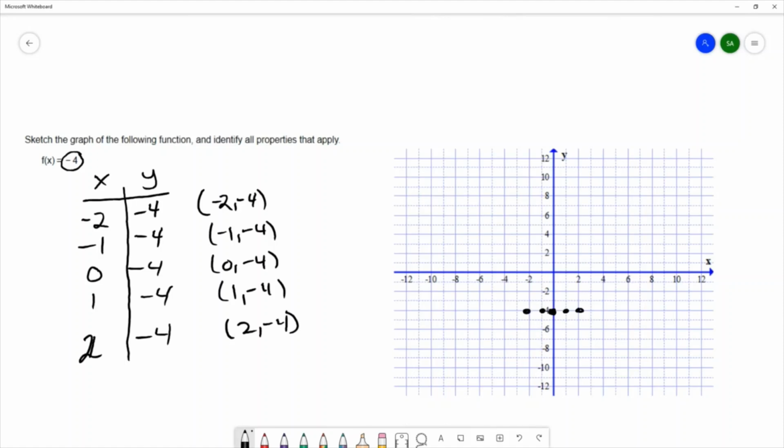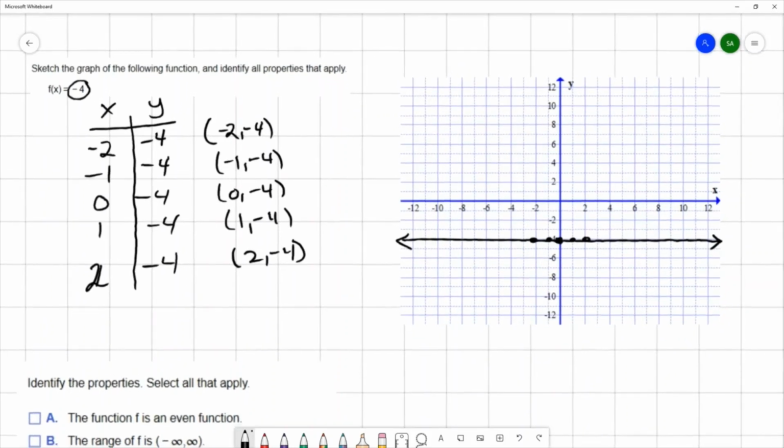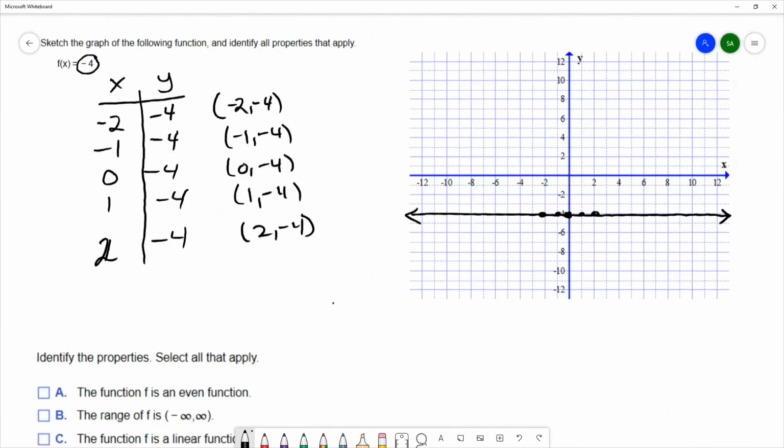And we can see that our graph is a horizontal line. So then let's take a look at each one of these properties. The first property says the function f is an even function. So an even function will have y-axis symmetry.